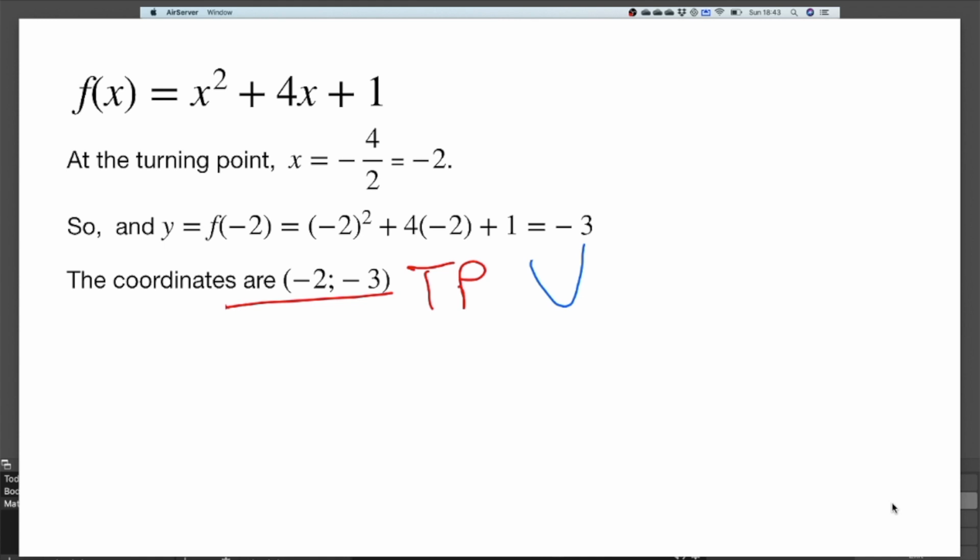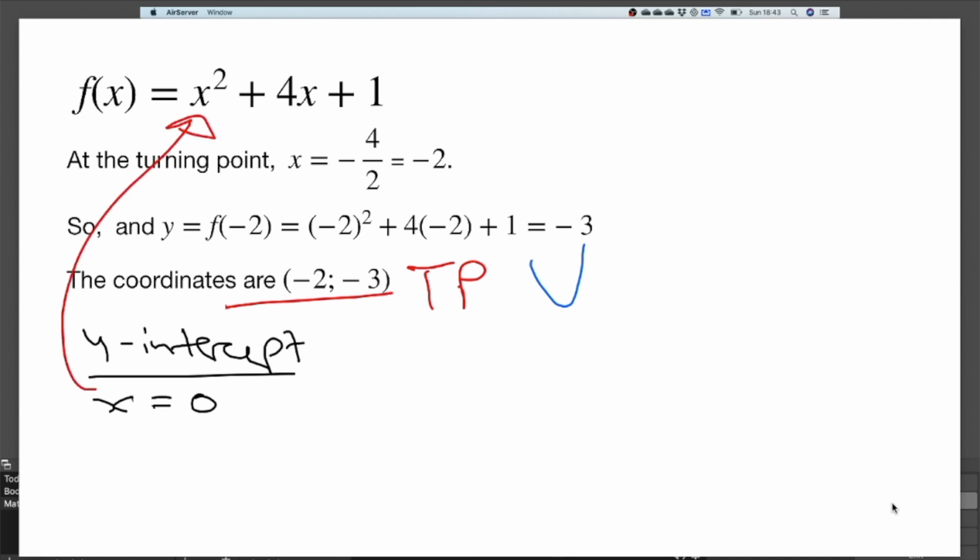The next thing we need to know will be the intercepts. Let's start with the easy one, which is the y-intercept. So to get the y-intercept, you put x equal to 0. If you do this into that equation, you will get y is equal to 1, which means the coordinates of the y-intercept can be written as 0, 1.